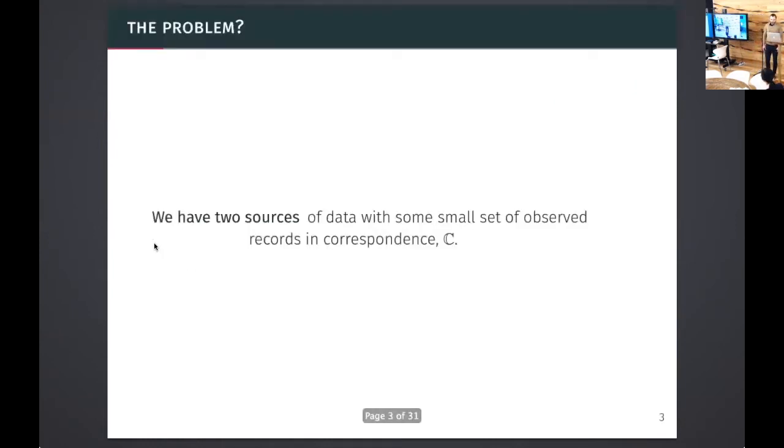So this is the sort of setup for this issue. We have two sources of data. Say we have a source and we have a target. And we have some small set of records that are in correspondence between these two sources. An example of this could be images. We have one data set that has clean images of faces in different orientations. We have another data set that has sort of noisy versions of those same images, and we're told that some set overlap. How can I potentially, given an image that's clean, return the noisy one, or vice versa?